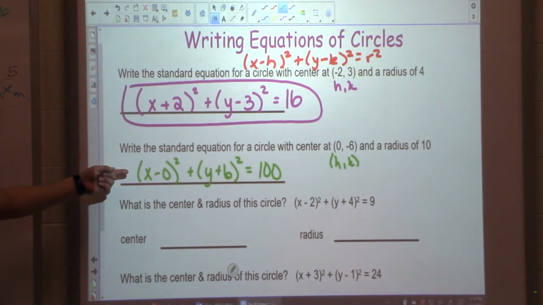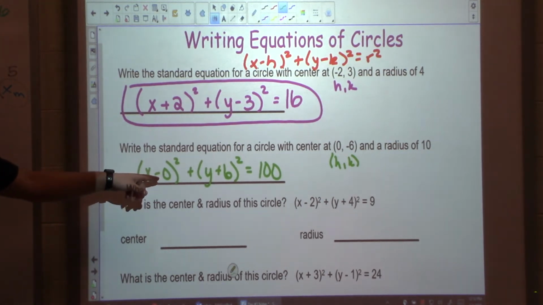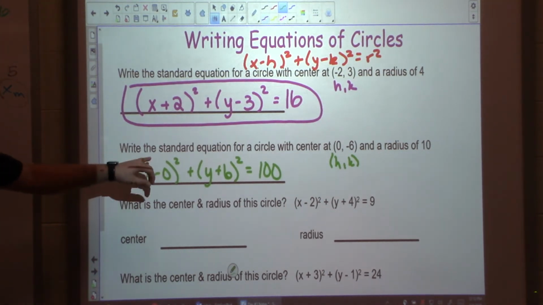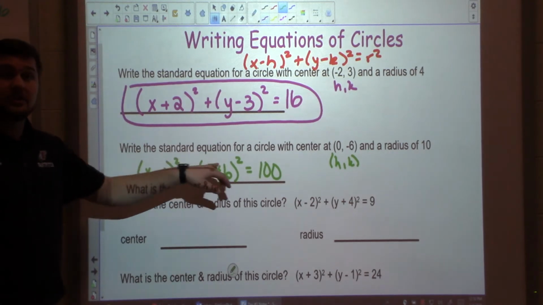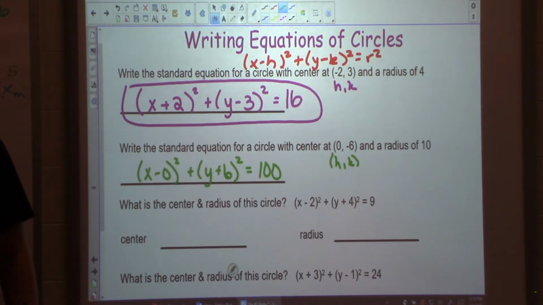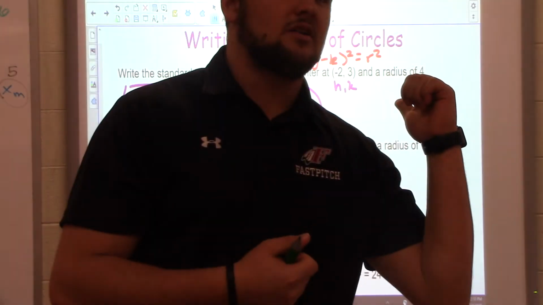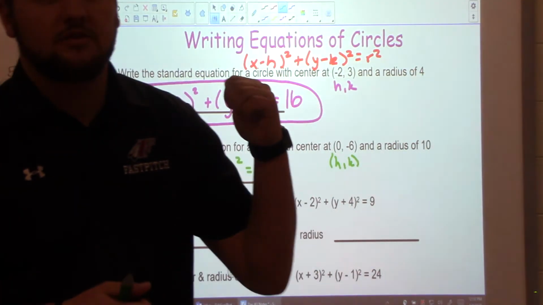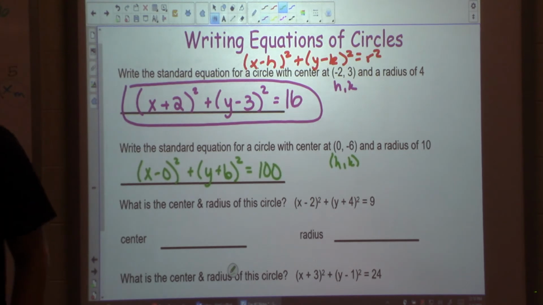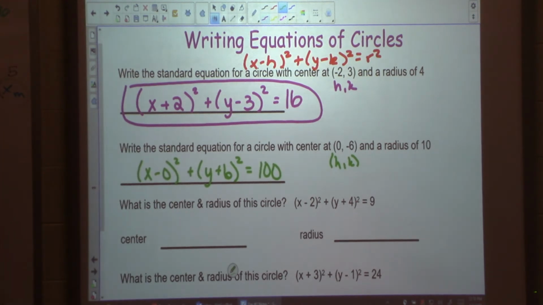Do you think that's an okay answer? That's fine. I would accept that on a test. Could you write this a little differently? Yeah, x minus 0 is just x. So if you want to put just x squared plus y plus 6 squared equals 100, you could. You could condense it down a little bit, but I'm not going to mark that wrong. If you want to put x minus 0, I'm okay with that. Okay, let's try another one.